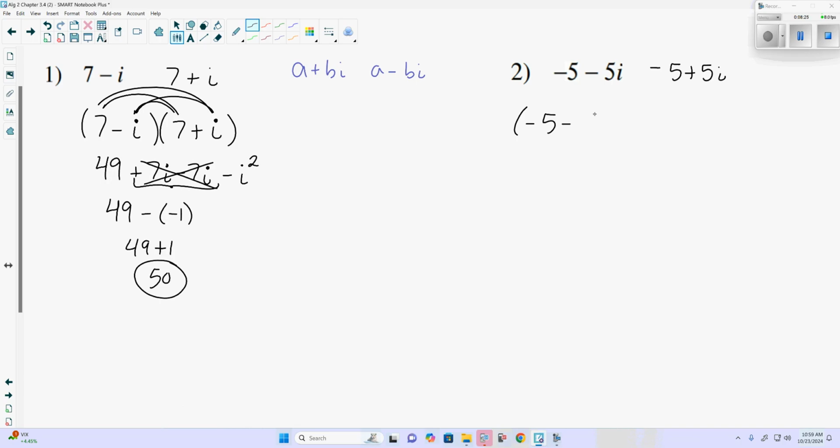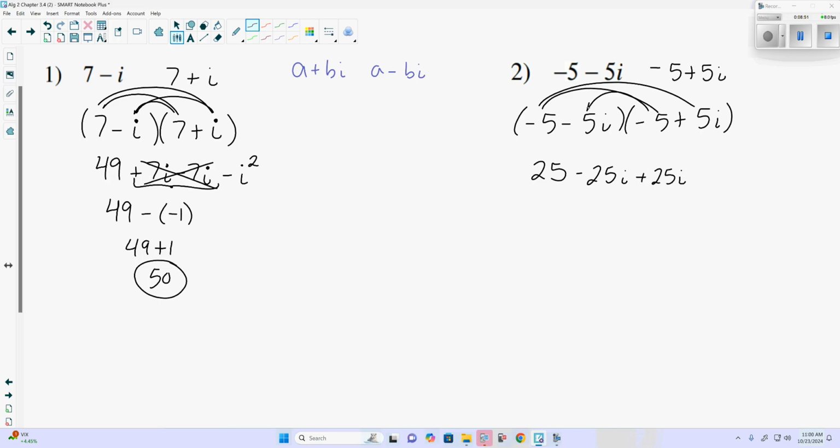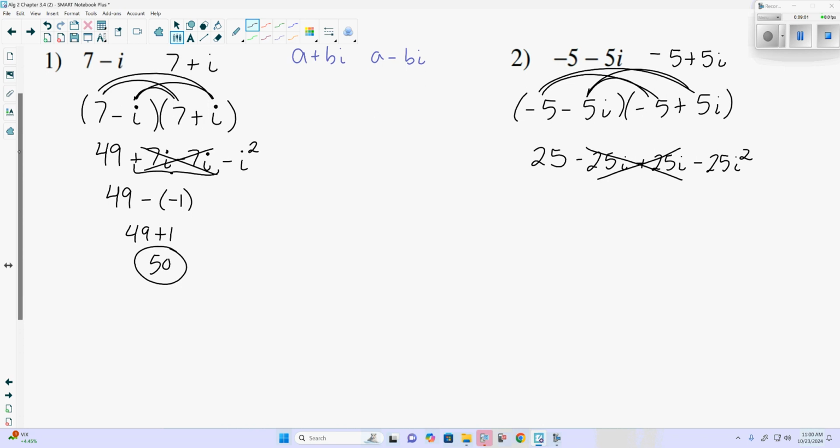Because negative 5 minus 5i times negative 5 plus 5i. If we multiply these together, the i's will simplify out. Because negative 5 times negative 5 is going to be 25. Negative 5 times negative 5i is negative 25i. Negative 5i times negative 5 is plus 25i. And negative 5i times 5i is negative 25i squared. And again, just like the last one, our middle terms simplify to 0.